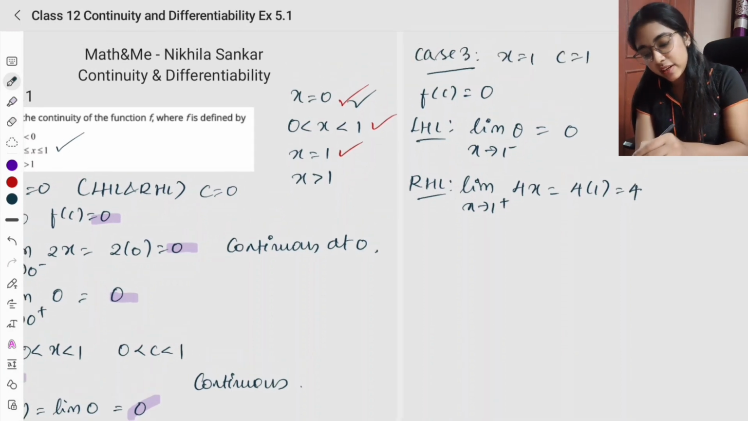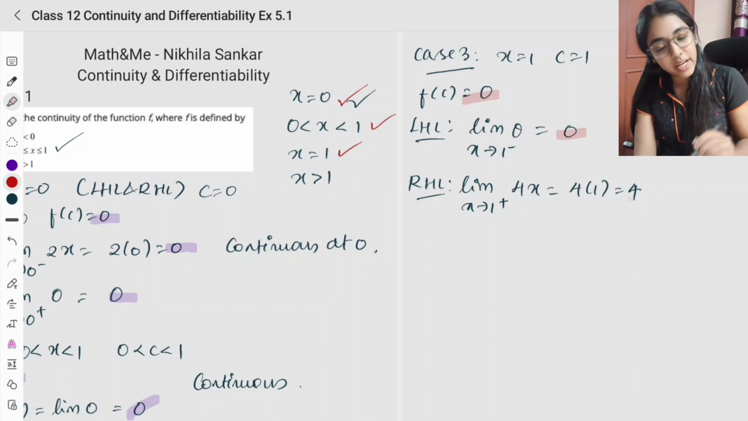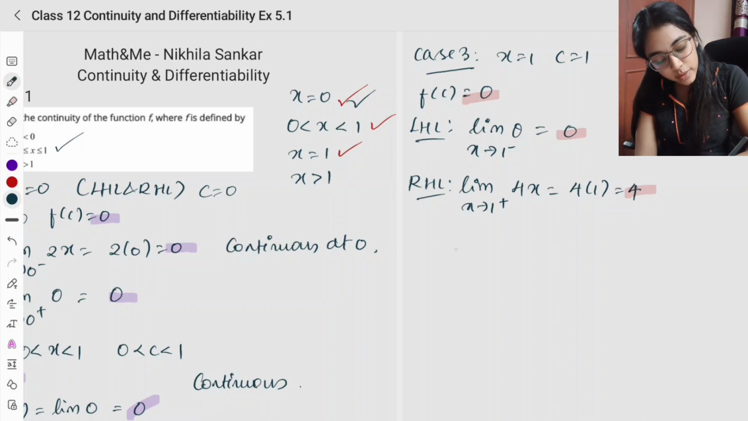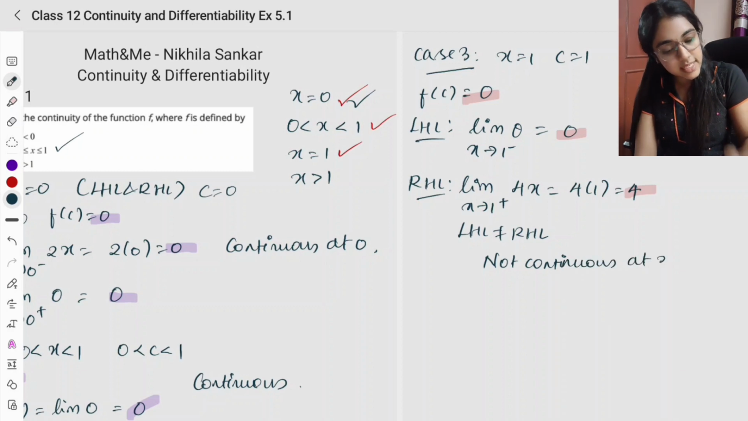So it is pretty evident that it is not equal, correct? So here I'm getting a value of 0, but my right hand limit is a 4. So I have left hand limit not equal to right hand limit. Left hand limit not equal to right hand limit. So not continuous at x is equal to 1.